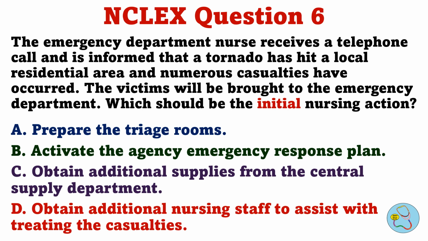A. Prepare the triage rooms. B. Activate the agency emergency response plan. C. Obtain additional supplies from the central supply department. D. Obtain additional nursing staff to assist with treating the casualties.